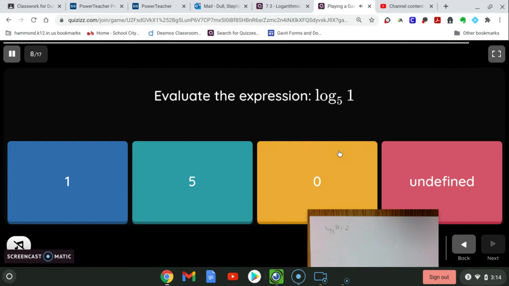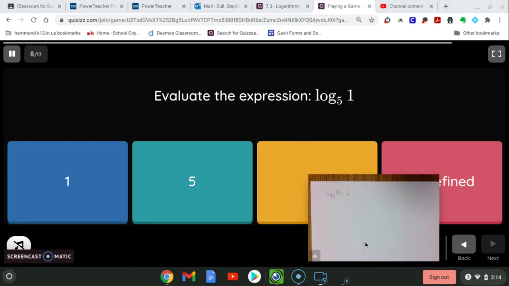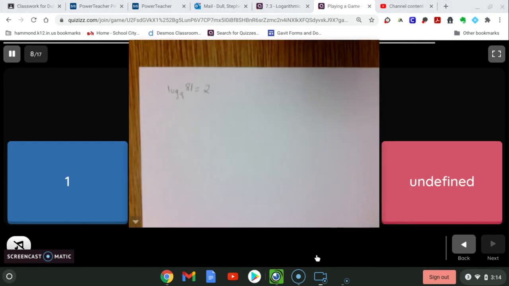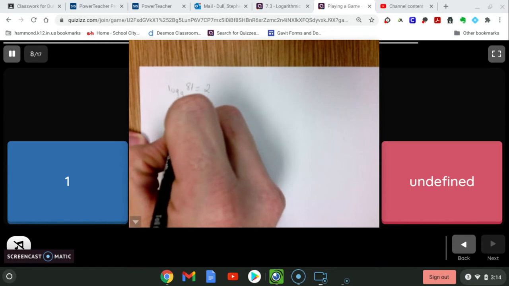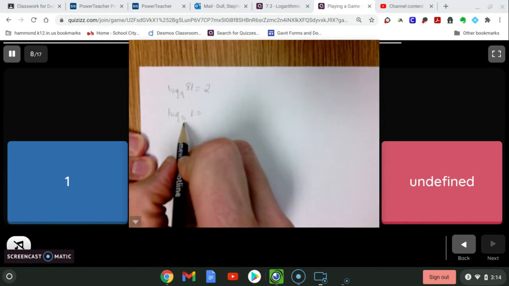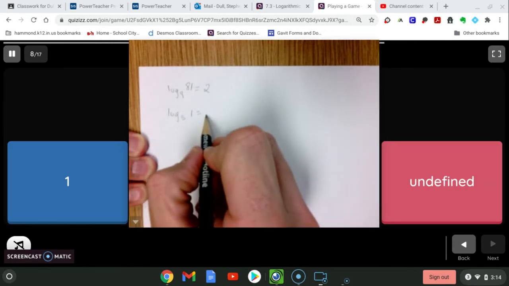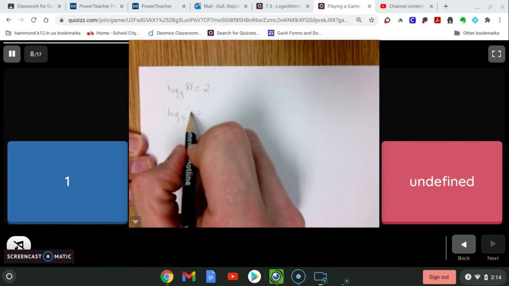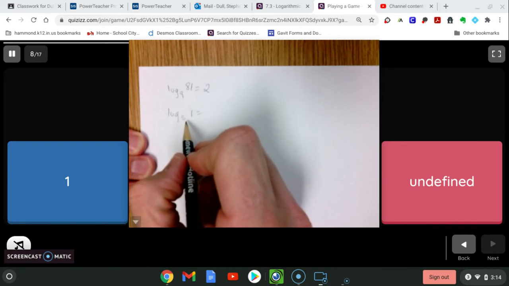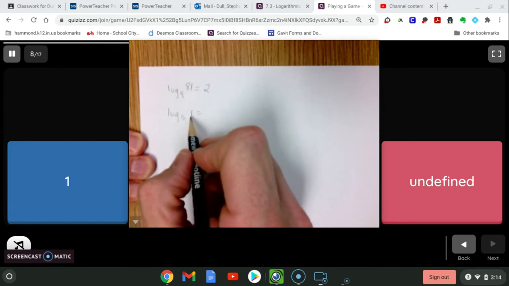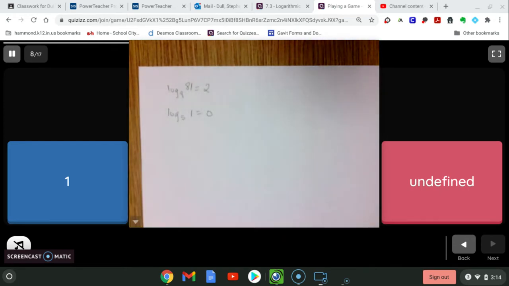How about this one? The expression log base 5 of 1. This is saying, what exponent can I put on 5 that gives me 1 for a value? And then we remember our 0 and negative exponents. Any non-zero number to the 0 power equals 1, so this is 0.